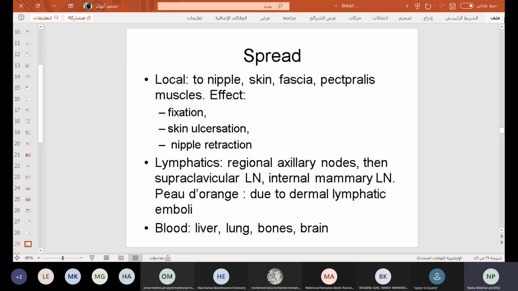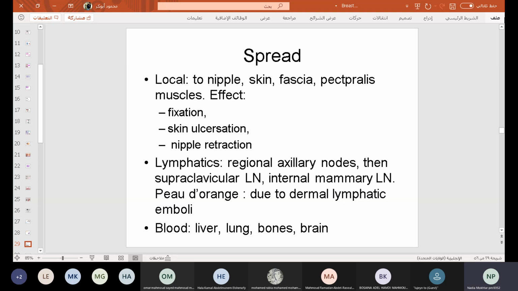So it can either ulcerate through the skin or deeply. It will cause fixation, skin ulceration and nipple retraction. Nipple retraction is very important, because this is one of the clinical signs that we can anticipate malignancy, because of the fibrous component that pulls the nipple inwards. That is the local spread. Now we come to the lymphatic spread.